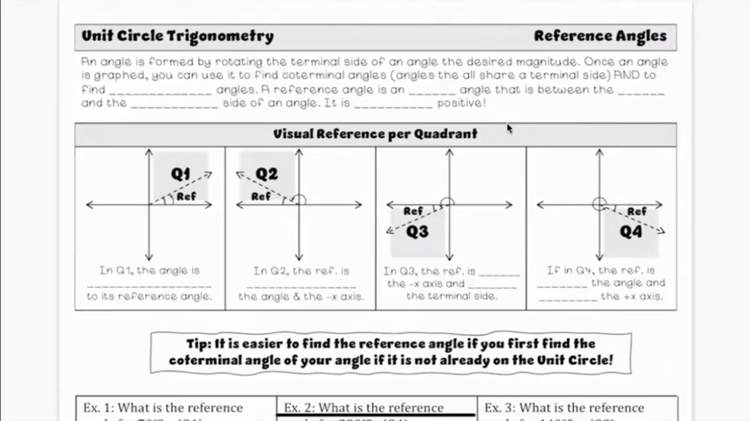This is the video to cover the lesson that's titled Reference Angles. At the top here, it says an angle is formed by rotating the terminal side of an angle the desired magnitude, which means just like the degrees or radians. Once an angle is graphed, you can use it to find coterminal angles. Coterminal angles are angles that all share a terminal side.